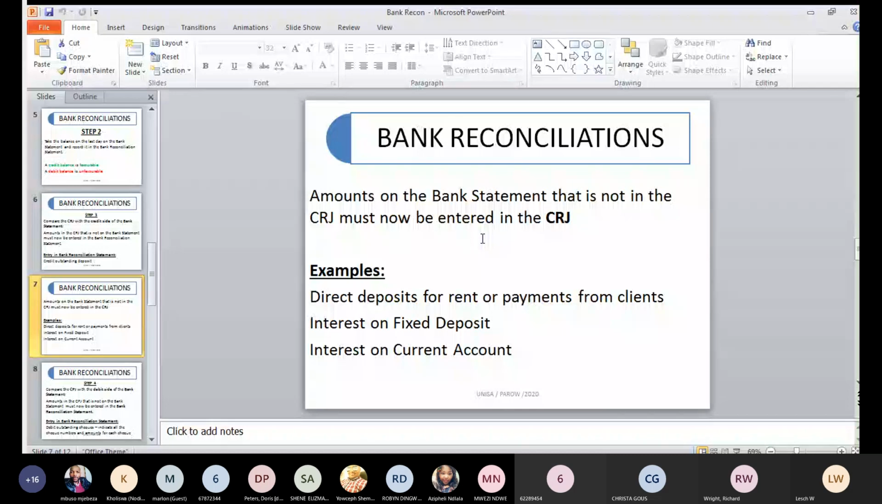Also, you can get examples such as interest on fixed deposits or interest on the current account, right? If we have got a positive balance in our bank, it is possible that the bank is now going to pay us interest. The bank is not going to come to the business to pay the interest. What the bank will do is they will increase our balance immediately and put the amount then onto our bank statement. You see, the amount is on the bank statement. It is not in our records as yet, and that is why you will record this now in the cash receipts journal.